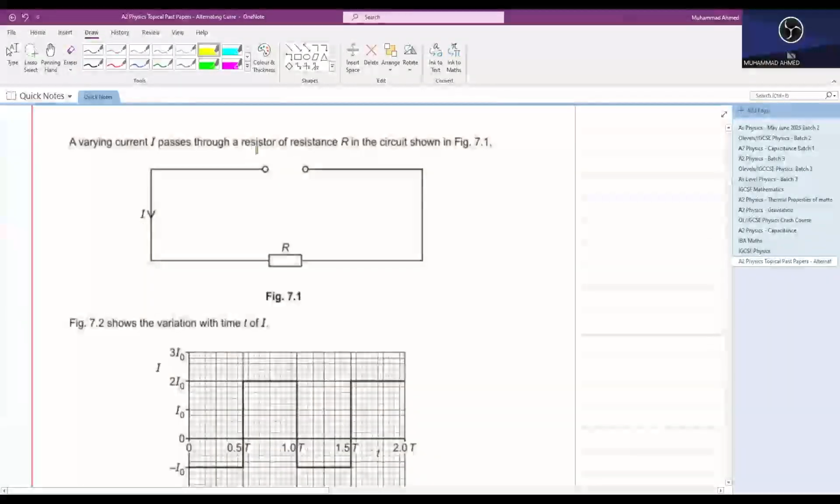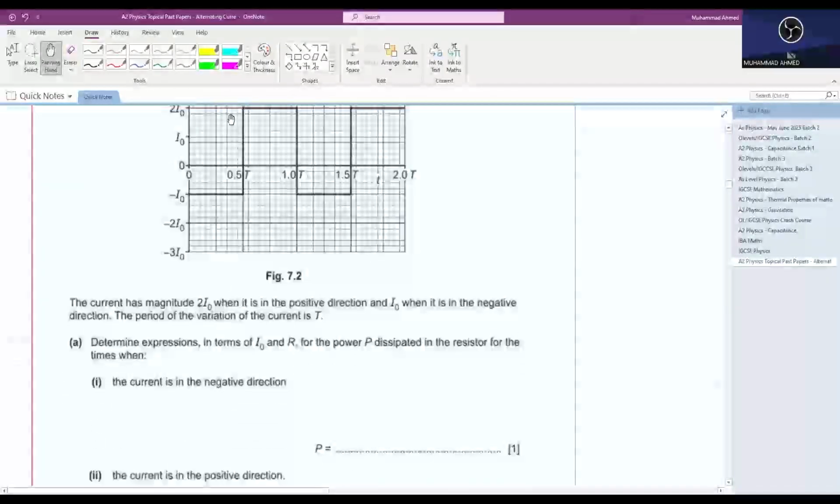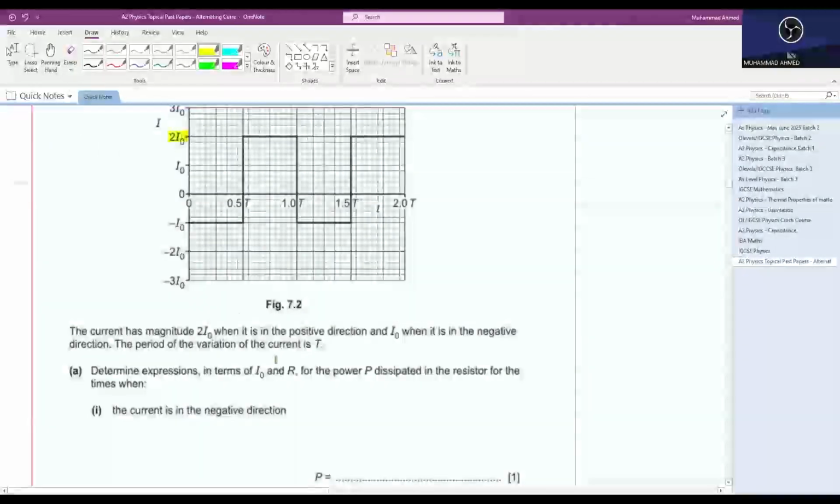A varying current I passes through a resistor of resistance R in the circuit shown in figure 7.1. Basically, a varying current is passing through this resistor. We are shown the current versus time graph. The current has a magnitude of 2 I naught when it is in the positive direction, and a magnitude of I naught when it is in the negative direction. The period of the variation of the current is T.